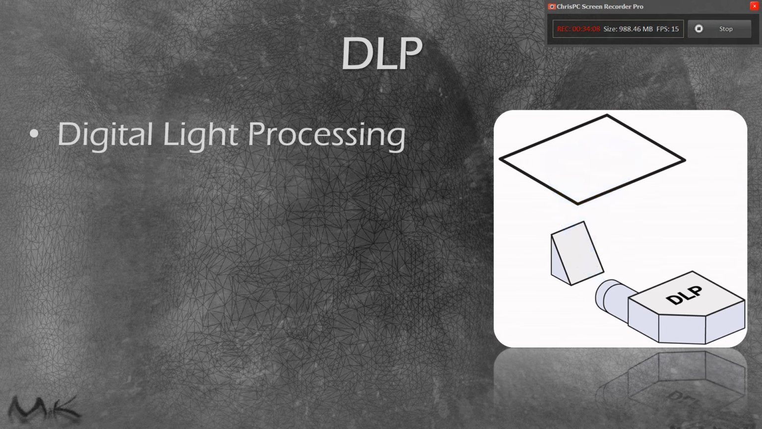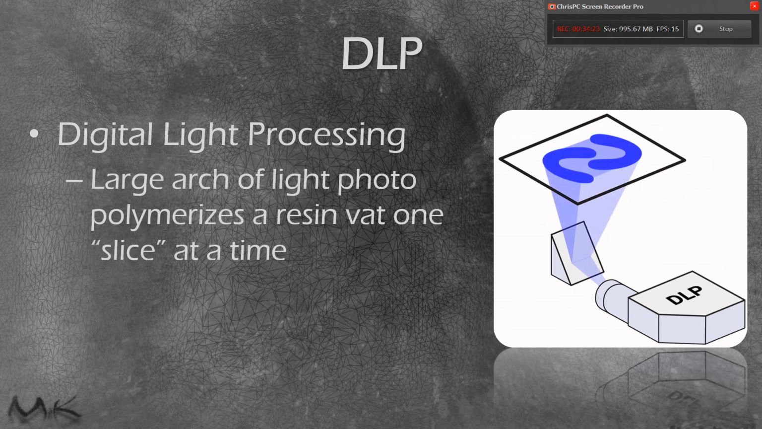Digital light projection is kind of neat. Think of this kind of like the projector in those old TVs we used to have before the advent of flat screen TVs, where you had a projector in the back that projected onto a screen surface. Digital light processing is a really cool technique because it uses a large arc of light to polymerize a resin vat one slice at a time.